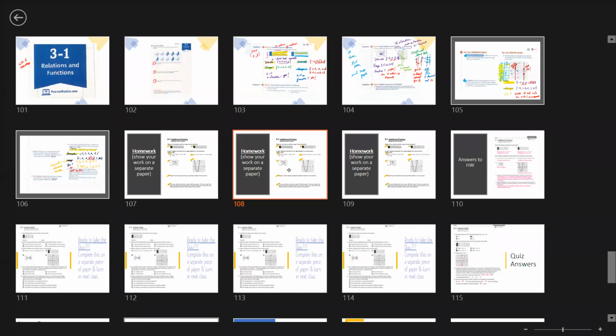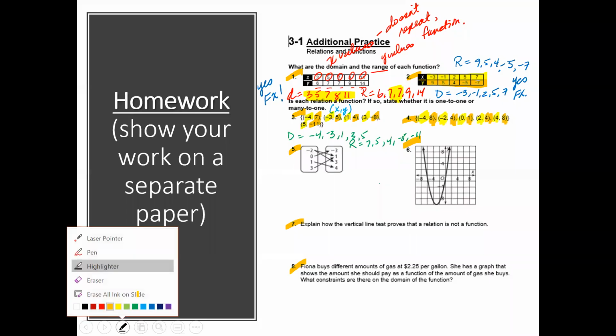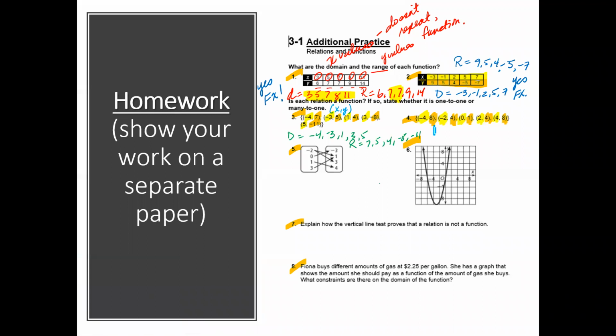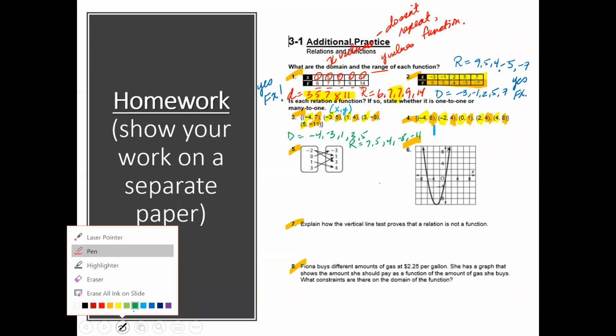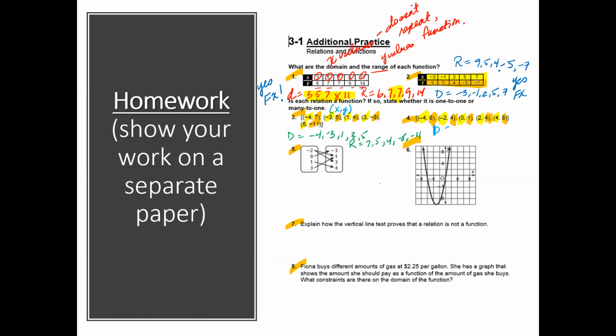Okay, this is going a little bit crazy. That's okay, we'll just change my colors. Okay, my domains are going to be the part in yellow. So they will be -4, -2, 0, 2, and 4. And then my range will be 8, 4, 1, 4, 8.